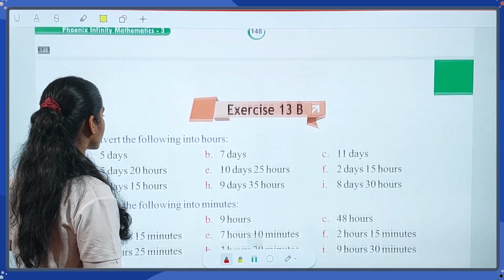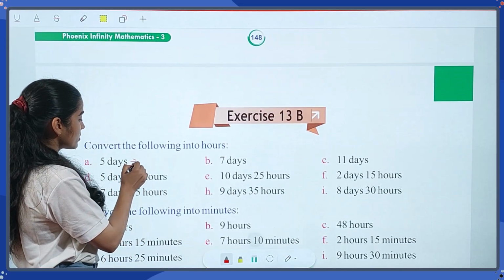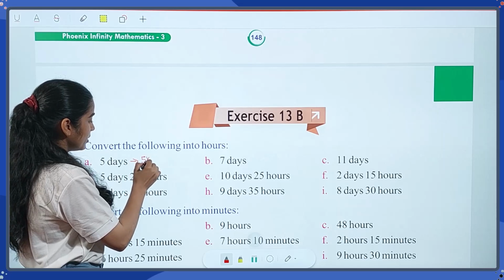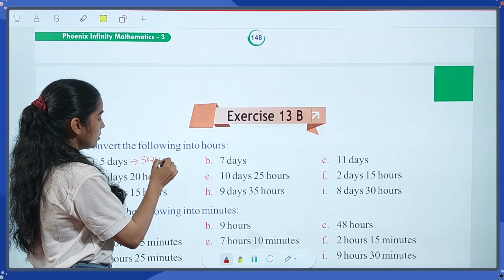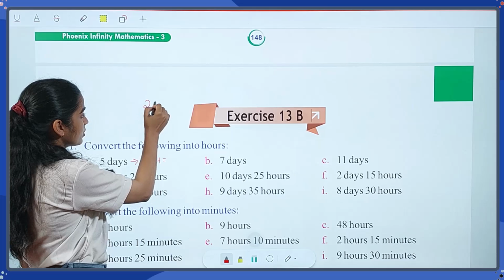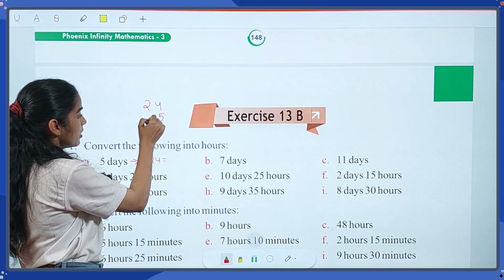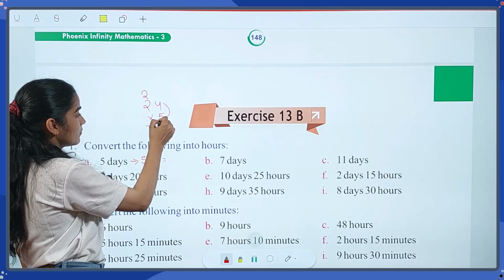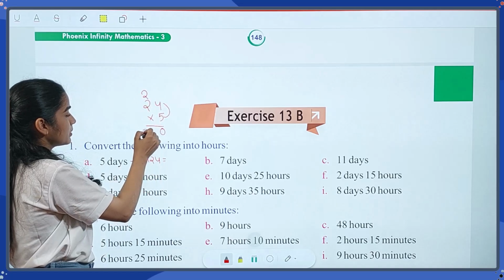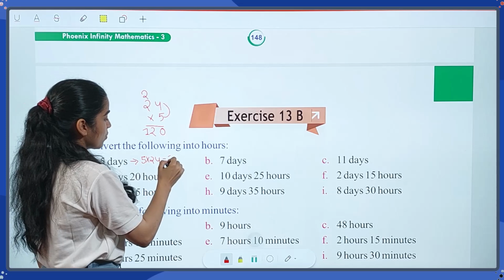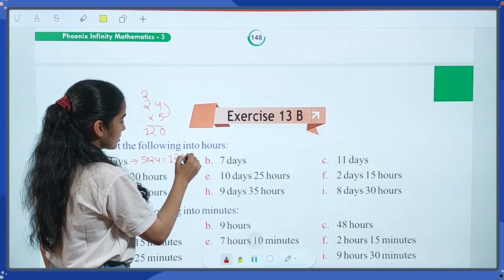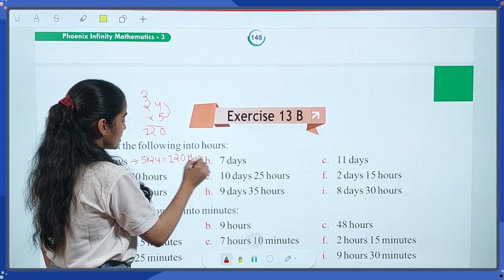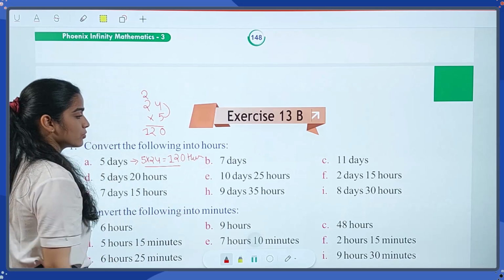This is your next exercise. 5 days into hours. So 5 multiplied by 24. You can also do this in a column way. 5 fours are 20, 0, 2 should be carried. 5 multiplied by 2, 10 plus 2, 12. So 120 hours. In the same way, you can do the rest of the questions you have.